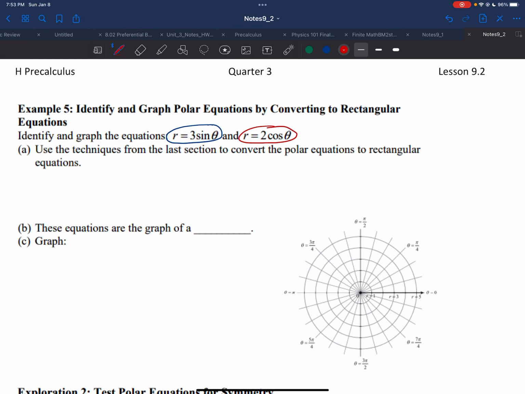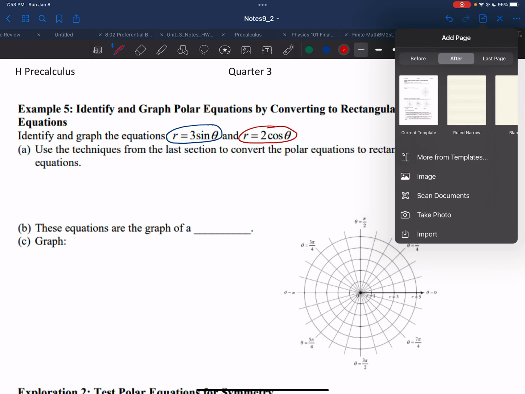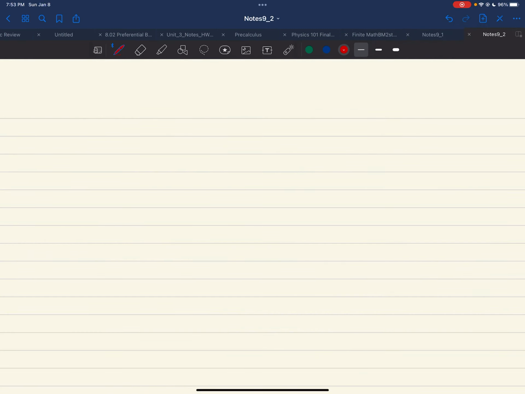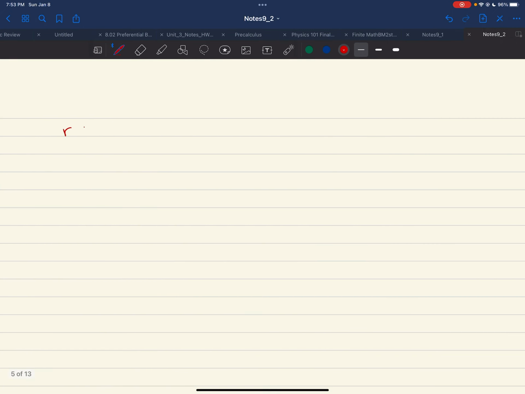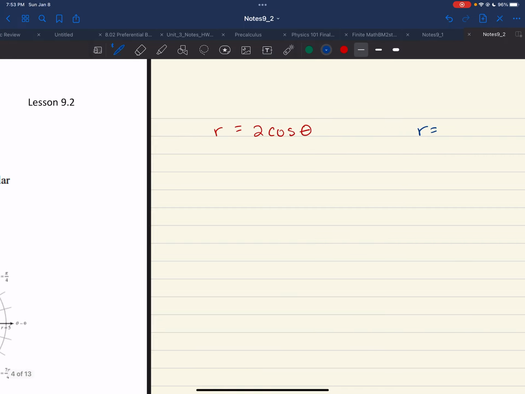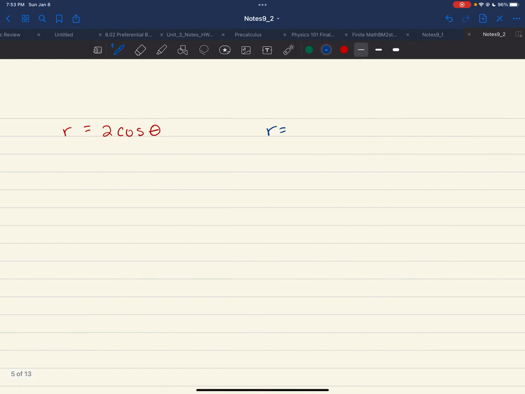I am actually going to open up a page here. So we're going to do r equals 2 cosine theta, and then the blue one was r equals 3 sine theta. Okay, we can do either one. Probably the 2 cosine theta would be easier.